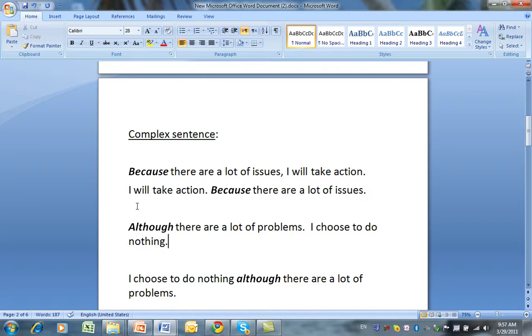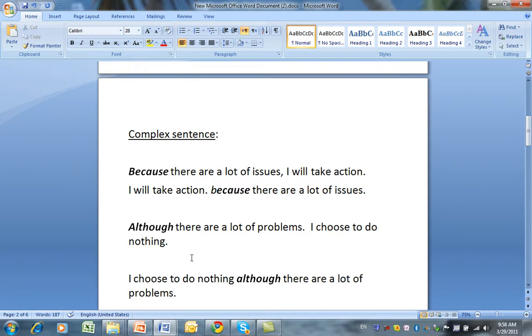The other option, of course, is to say, I will take action because there are a lot of issues. This is also a fragment, so I'm going to fix it by taking away the full stop. I'm going to put a small letter. Okay. I will take action because there are a lot of issues. The subordinating conjunction is in the middle, so no comma is necessary. But if you put a full stop, it makes it a fragment, and it makes it a major sentence error for your writing. So I want you to be really careful.